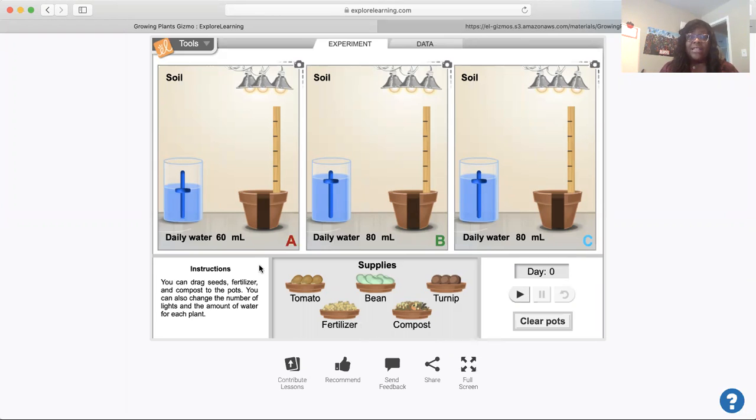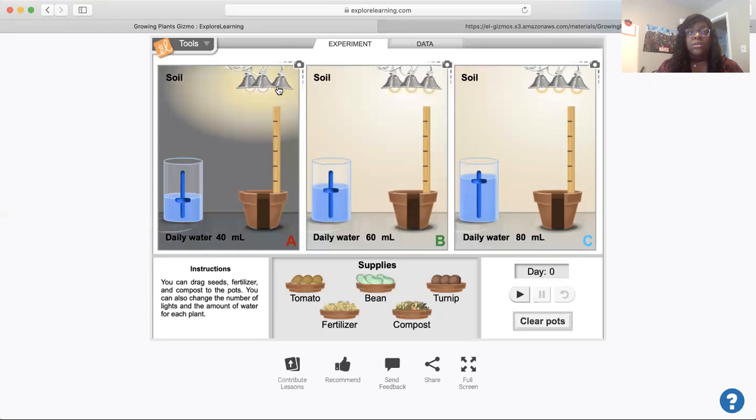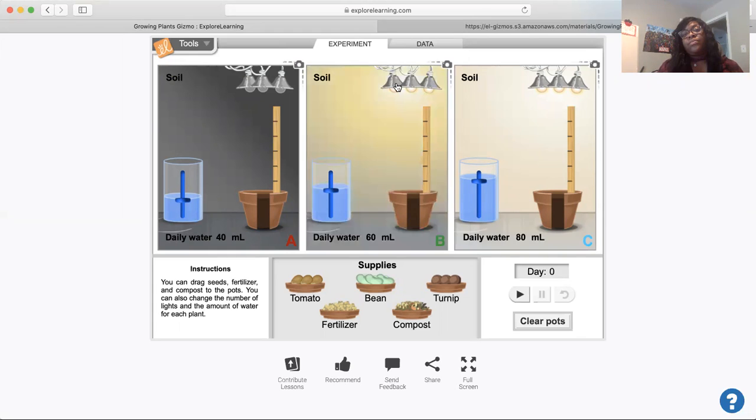One glass of water has 6 milliliters, another glass has 80 milliliters, and another glass has 80 milliliters. We're going to change this one maybe to 60 milliliters. And let's change this one to 40. Now, plant A, what we're going to do is turn off all the lights. It's dark over here. This one, let's just turn off one light. And this one has all three on.